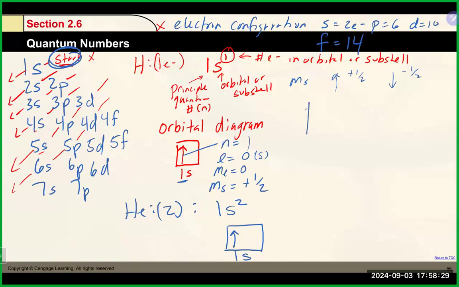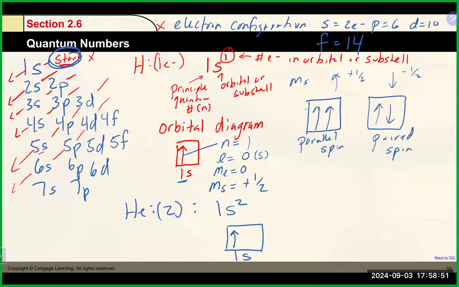We actually have a couple of options here in terms of how we might want to put that second electron in. We obviously could go in the same direction. We could go in opposite directions. This is what is sometimes referred to as parallel spin. And this is what is sometimes referred to as paired spin, when electrons are going in opposite directions. So there is a really important rule that helps us decide how the second electron should go into it, and that is our friend Pauli's exclusion rule.